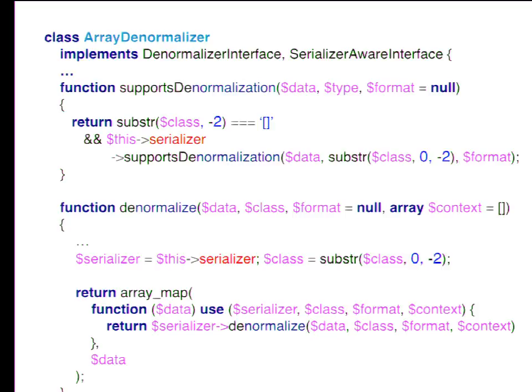And as you see here in the supports denormalization method, what it does, it checks, is the end of that string opening and closing brackets? And do I support denormalization of the type without those opening and closing brackets? Then it says this array denormalizer can denormalize this. And then in the denormalize method itself, it actually calls the denormalizer without those brackets. So again, the point is that you can deal with an array of object instances and hint the type that you want to deserialize into.